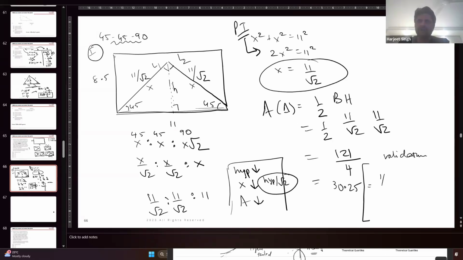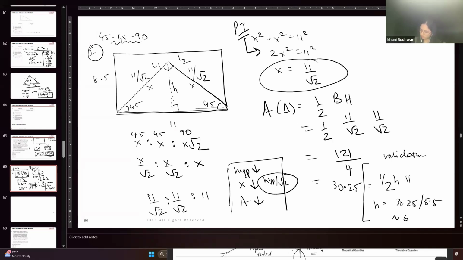So can I say this is also equal to half into h into 11? So what is h? Can I say it is 30.25 divided by 5.5? Around 6. So can I say it is less than 8.5? So no problem, it fits. So it's less than 8.5, so fits. So what we are doing is proper.